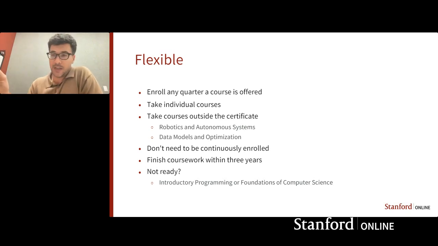If you are interested in the certificate, however, the one caveat here is you do need to finish the coursework within 3 years. So if you want to earn the AI certificate, you need to complete all the courses you're going to count towards that certificate within 3 years.